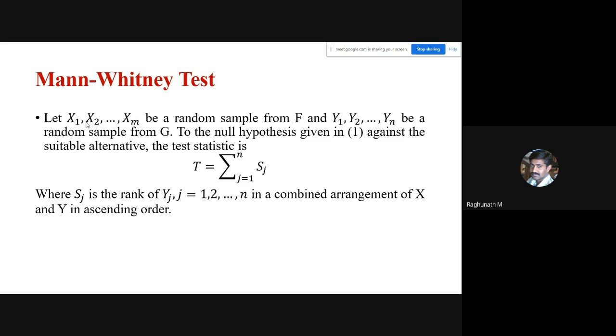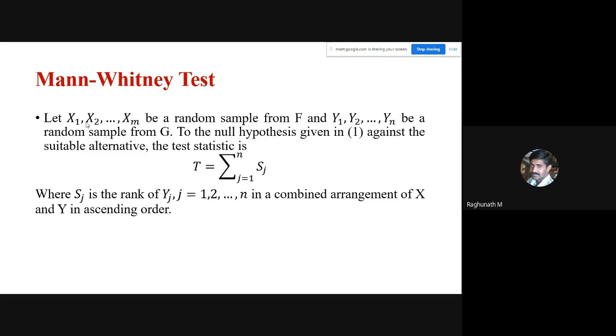I have M equal to 2, N equal to 1. M means I have 3 and 11, two observations from X, that is 3 and 11. I have N equal to 1, only one observation, that is 8.